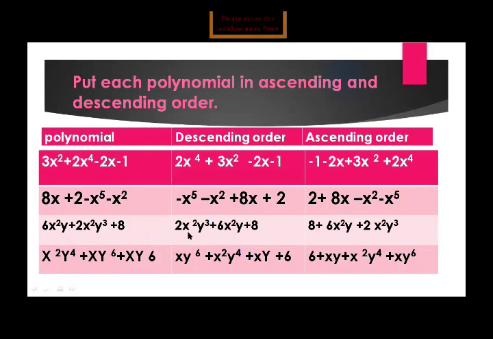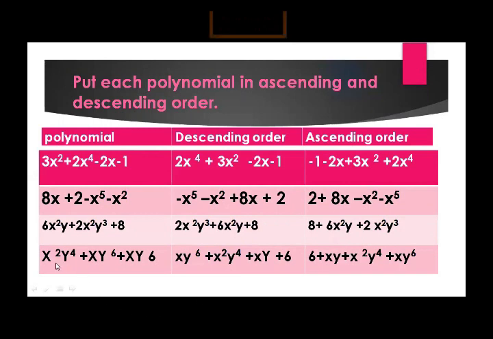So we will write 2x squared y cubed, then plus 6x squared y, then plus 8. In ascending order, we start from the lowest. Lowest is the 8. We know its sign is plus, so no need to write plus sign. We understand that plus sign is given beside the 8. Then plus 6x squared y, then plus 2x squared y cubed.